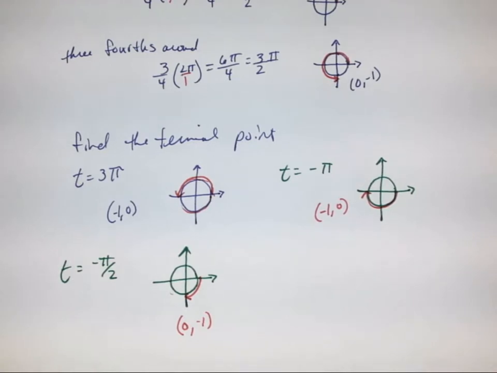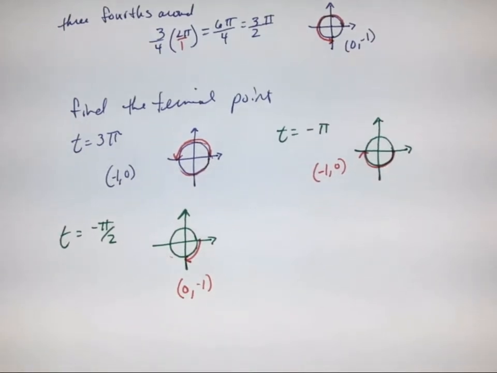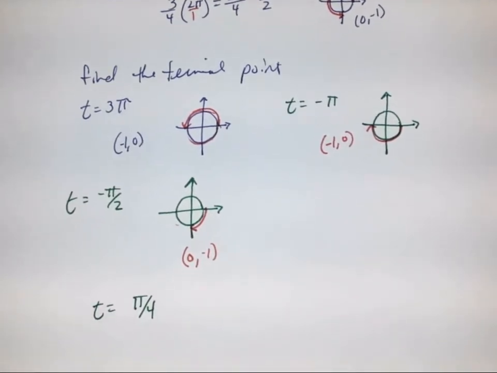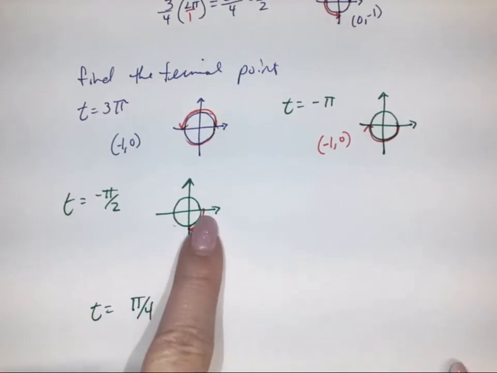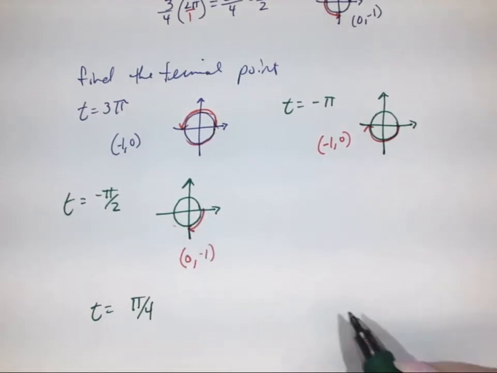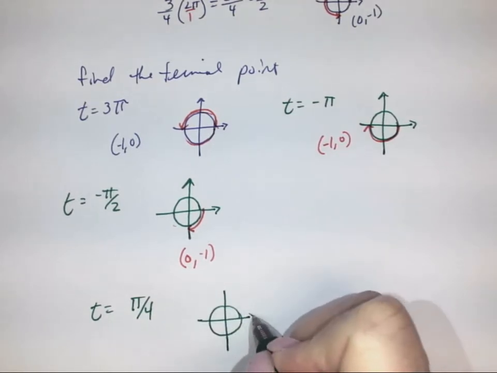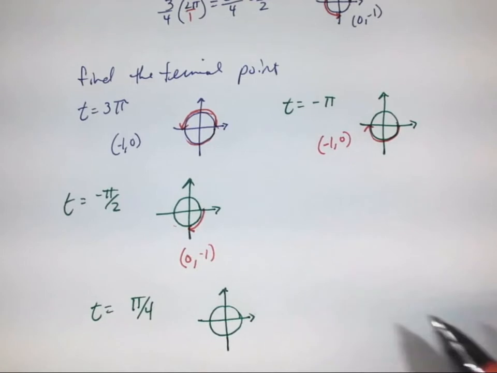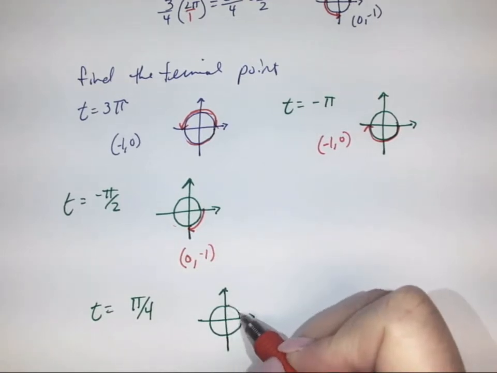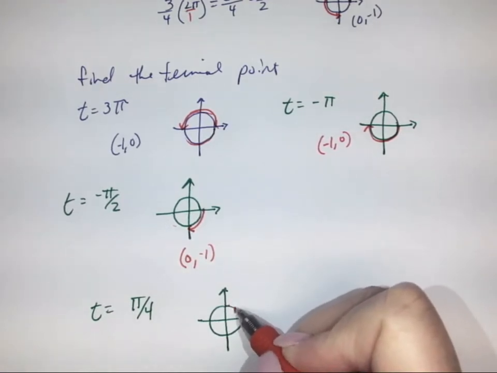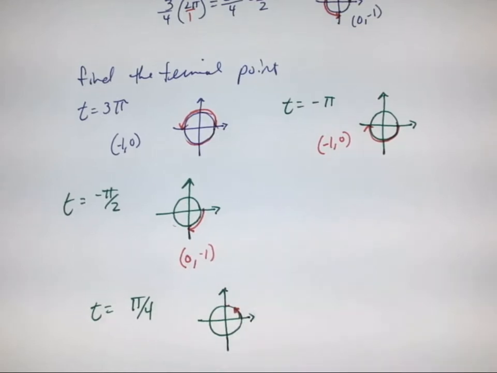So now let's talk about what the terminal point could be if we're looking at t equal to pi over 4. Now, pi over 4 is 1/4 of a pi. So if we draw a circle, one-fourth of a pi means it's half of this half. So we're going to land about right here. This would be pi over 4.